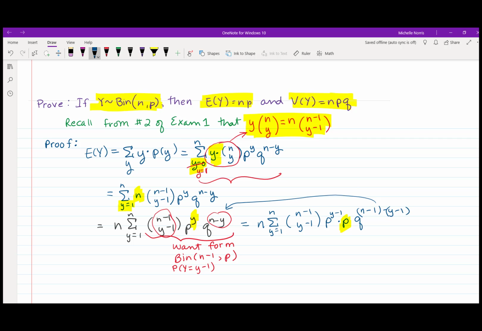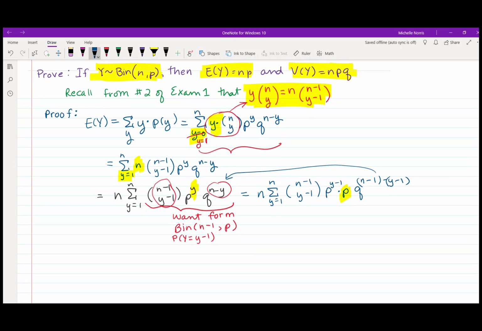So you might suspect that that summation should somehow sum to 1. So let me try to convince you of that. So next we're going to get the n times p comes out front, times the sum from y equals 1 to n of n minus 1 choose y minus 1, times p to the y minus 1, times q to the n minus 1 minus y minus 1.